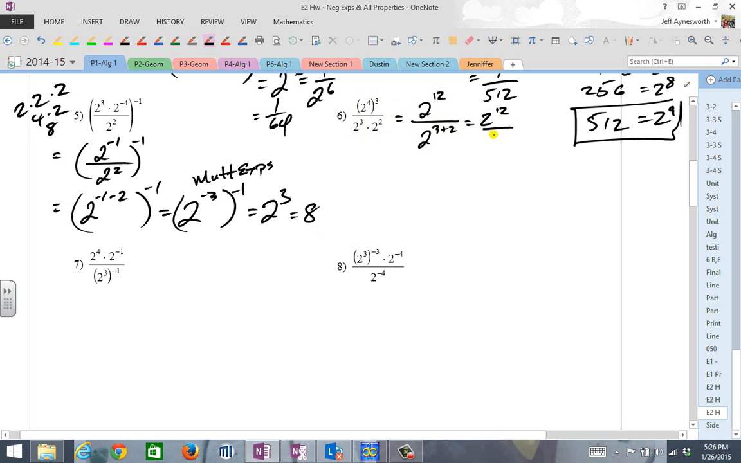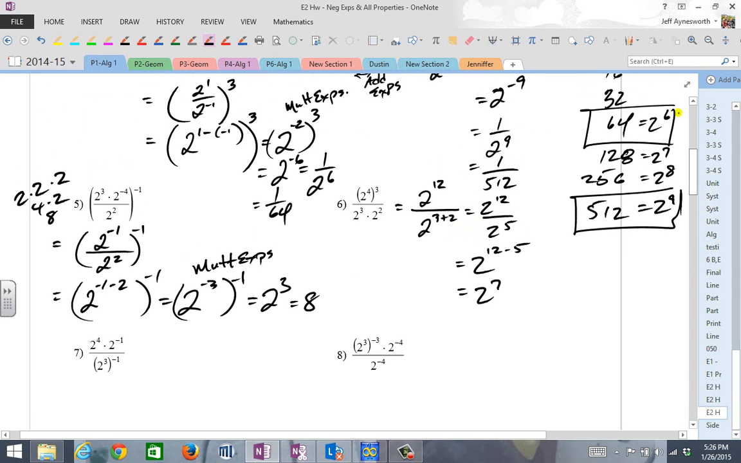So you have 2 to the 12th divided by 2 to the 5th. And here you're dividing like bases, so you subtract the exponents. So 2 to the 12 minus 5. What's that? 2 to the 7th. Okay, now what is that? Well, let's go back up here. 2 to the 6th is 64. 2 to the 7th is 128. This is 128. And you simplify it.